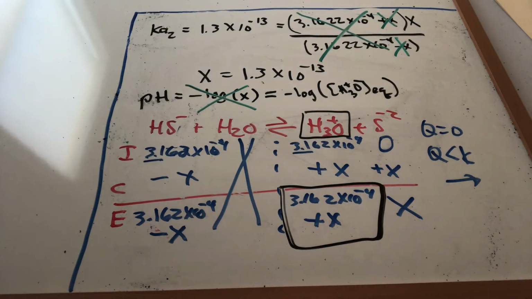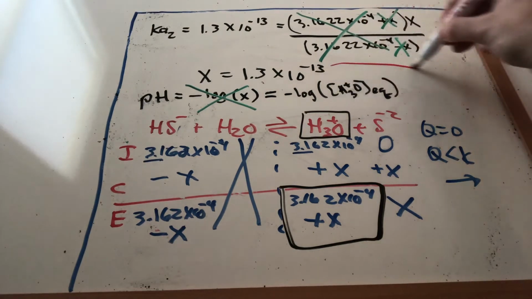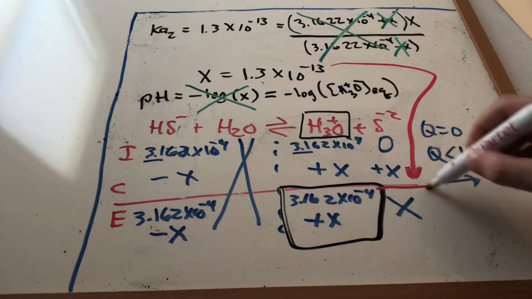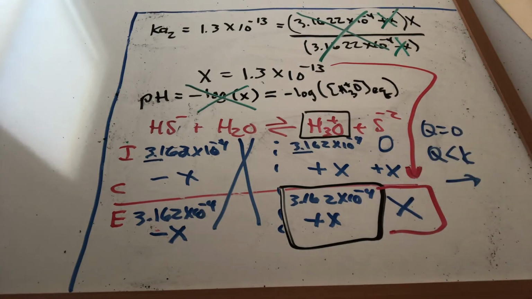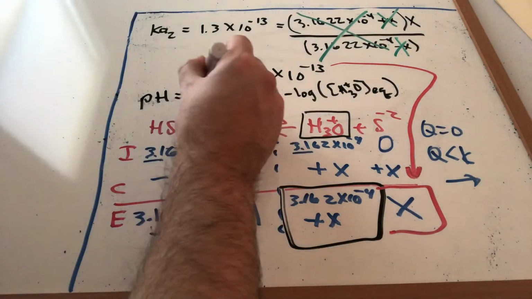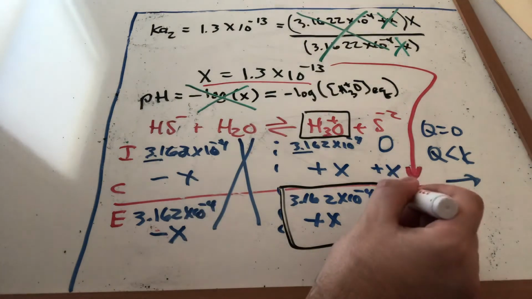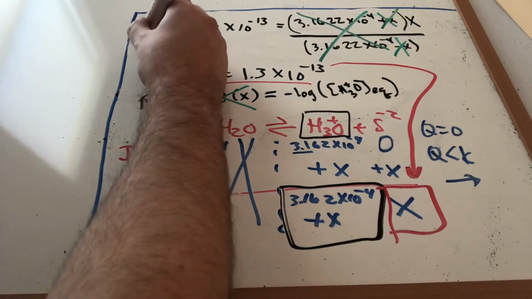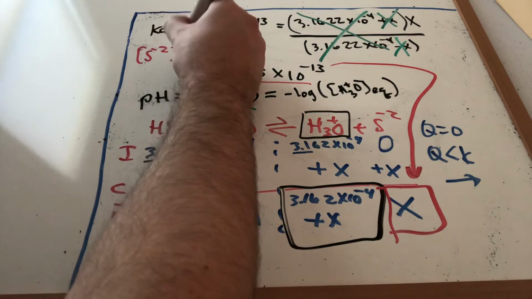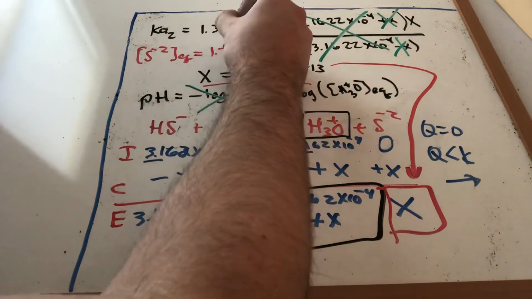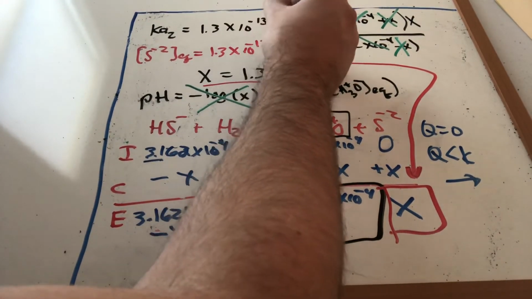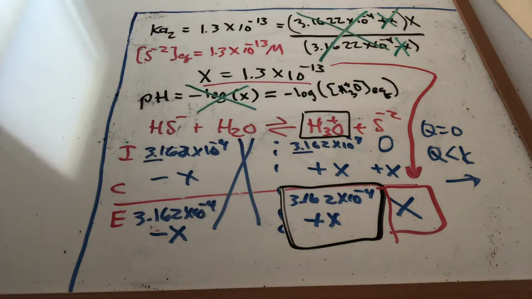What this X is, in terms of answering a question, even though it's not our H3O plus at equilibrium, is our S minus 2 concentration at equilibrium. So because we're going to go on and do some work down here, I'm just going to make that note. When we do get this X, if I look down at the E underneath the S minus 2, the concentration of S minus 2 at equilibrium is equal to 1.3 times 10 to the minus 13 molar. That is an answer that we can use.